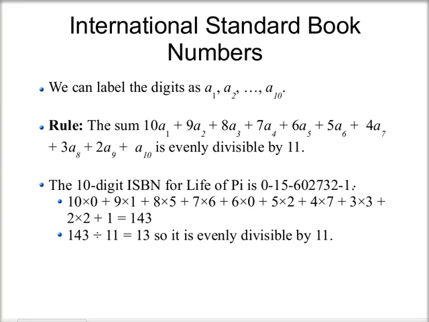So let's check and make sure that that's the correct check digit for this ISBN number. I'm just going to plug all of my digits into my rule with my weighted sum here. If I do that, they're going to add up to 143. 143 divided by 11 is equal to exactly 13, so it's evenly divisible by 11, and this is a valid ISBN number.